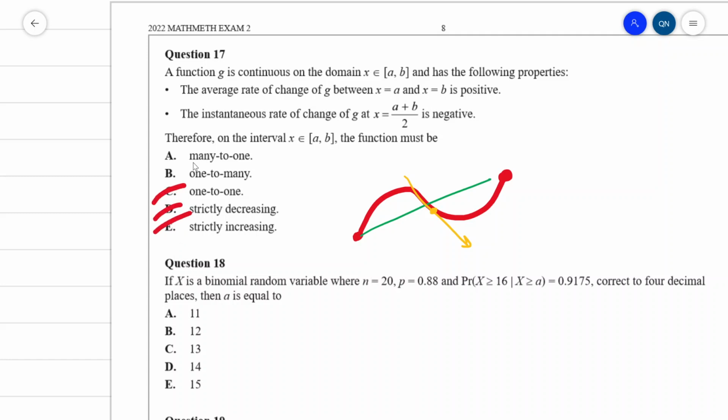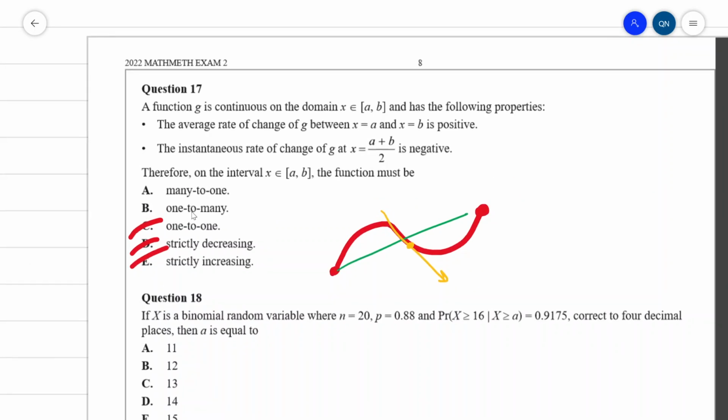It's either 1-to-many or many-to-1. Now, 1-to-many means every x value has multiple y values, but that can't occur because this is a function here. So functions can only be many-to-1 or 1-to-1. So it's going to be many-to-1.